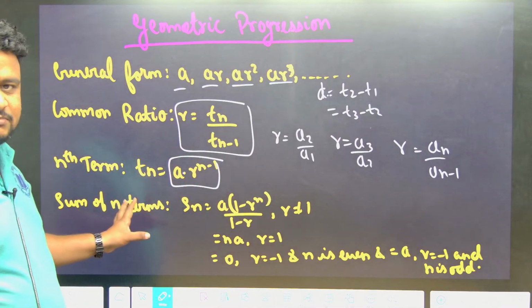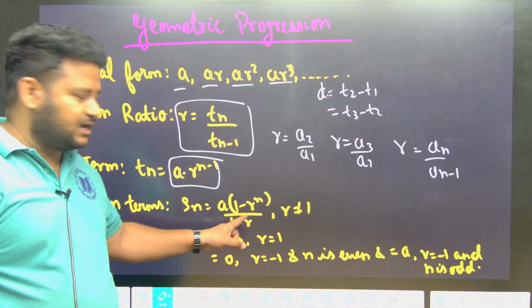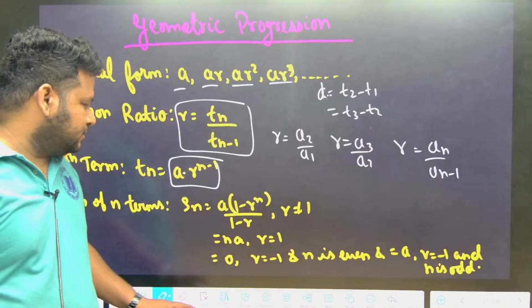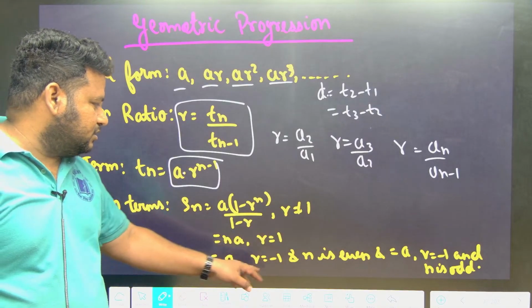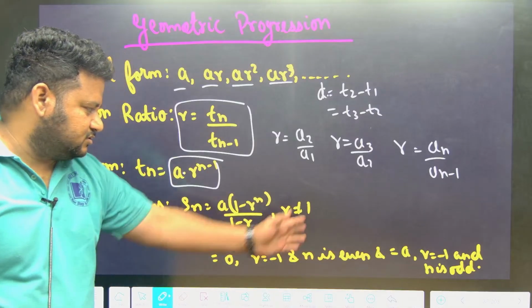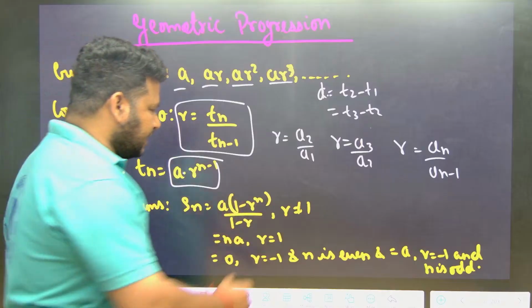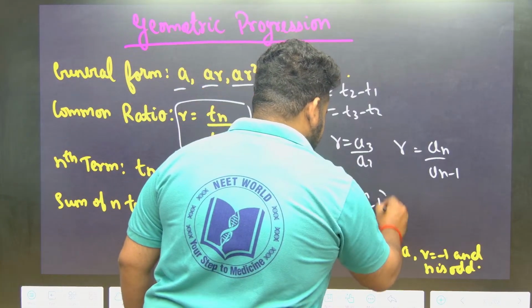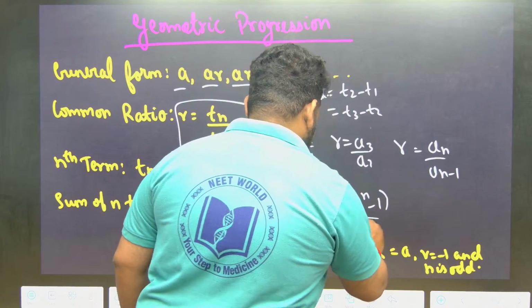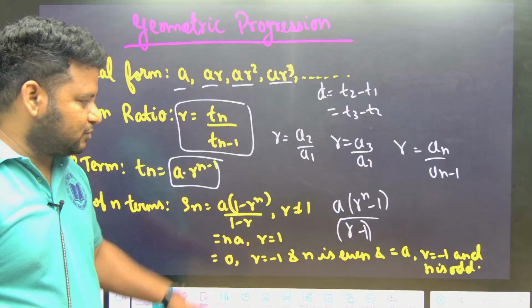Sum of n terms is given by a into 1 minus r to the power of n by 1 minus r, if r is not equal to 1. It is equal to n times a if all the terms are equal, and equal to 0 if n is even. If r is positive and greater than 1, you write a into r to the power of n minus 1 by r minus 1. And sum to infinity is also there, that you will study in the upcoming concepts, don't worry.